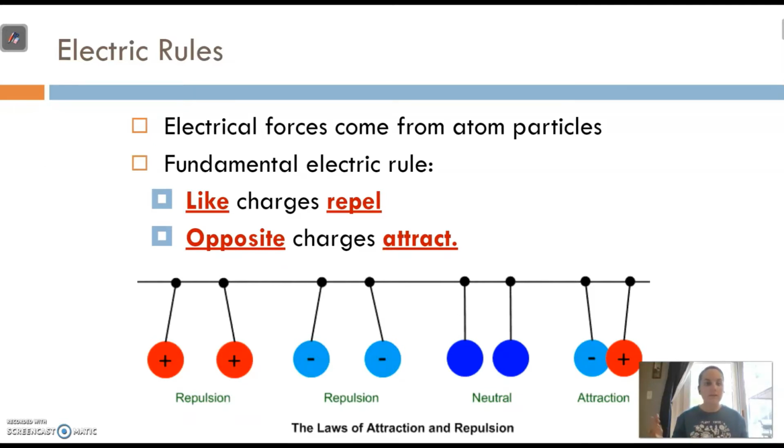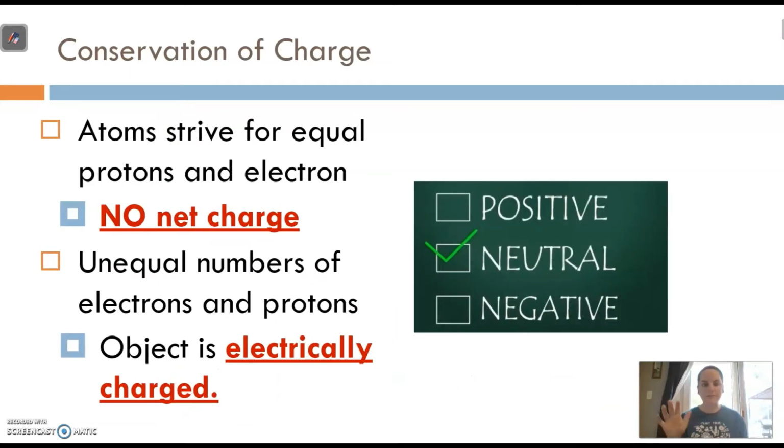And so again, the fundamental idea of this electric rule is that like charges are going to repel and opposite charges are going to attract. If you have a positive charge and a positive charge, they're going to repel. If you have a negative charge and a negative charge, they're also going to repel. Neutral is still going to stay neutral. There's no charge going on there, so there's no force of attraction, and they're not going to repel either. And unlike charges, a negative charge and a positive charge, are going to attract.